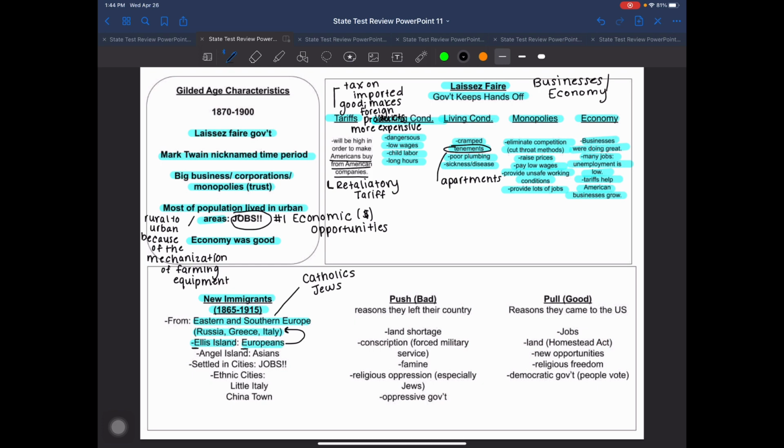Now, on the other end of our country, on our west coast, we have another processing center called Angel Island. And here we go. Again, I love it when they make it easy for us. Angel starts with an A, and the immigrants that we got were Asians. Specifically, the two main countries in Asia that we're getting a lot of immigrants from are China and Japan.